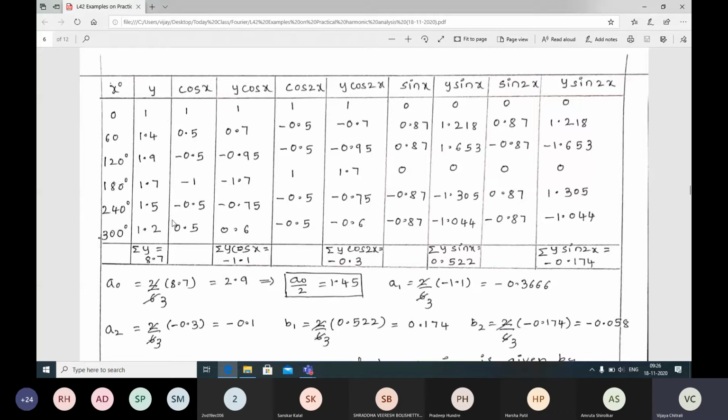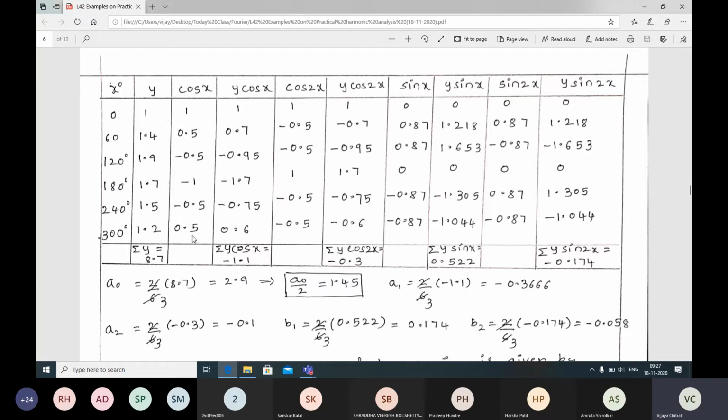So for that, the y values are given. First calculate cos x. In place of x, go on substituting 0, 60, 120, 180, 240, 300. So cos 0 is 1, cos 60 is 0.5, cos 120 is minus 0.5, cos 180 is minus 1, cos 240 is minus 0.5, and cos 300 is 0.5.